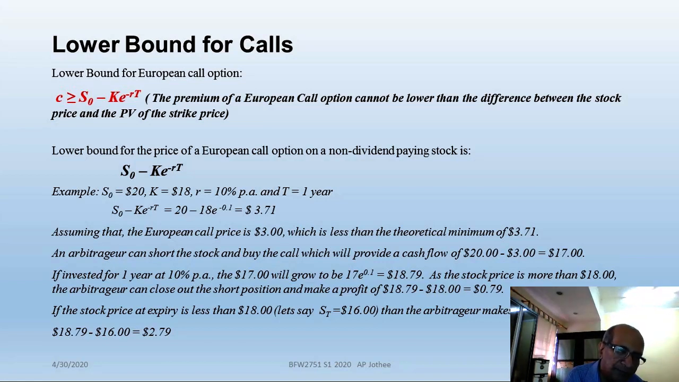Let me give you an example. Let's say S0, current stock price, is $20 and the strike price is $18. Risk-free interest rate is 10% per annum. The time to expire is 1 year. So what is the lower bound here? We can calculate that it is $20 minus the present value of the strike at 10% for 1 year. So you get $3.71. That is the lower bound. So the premium for this call option cannot be lower than 3.71.